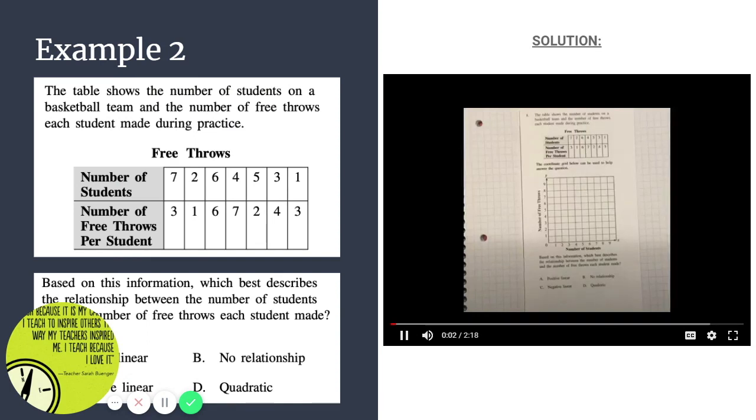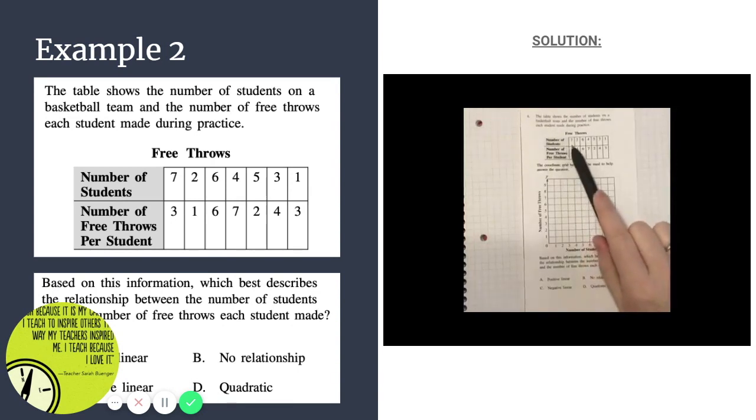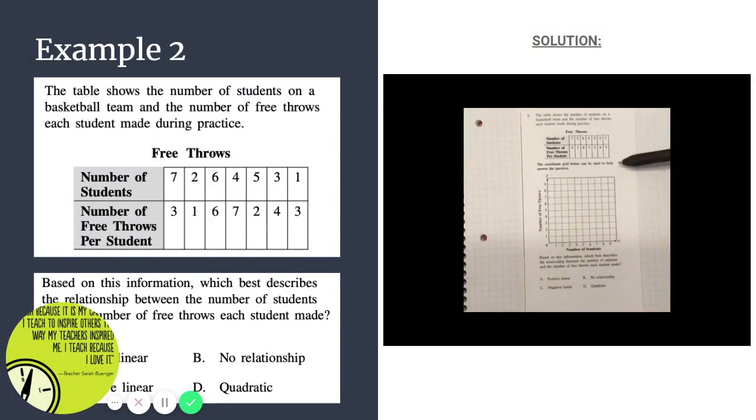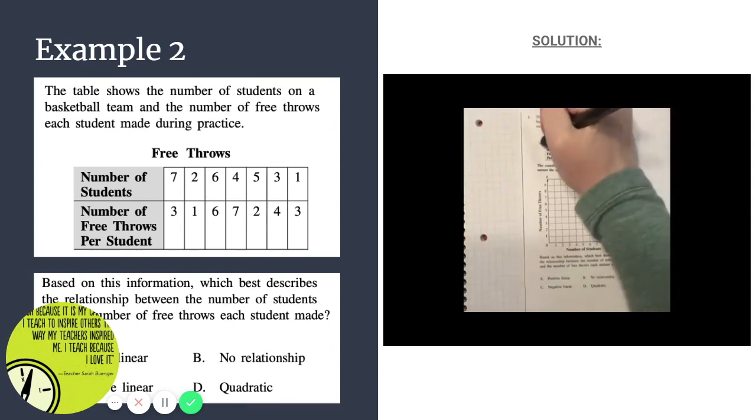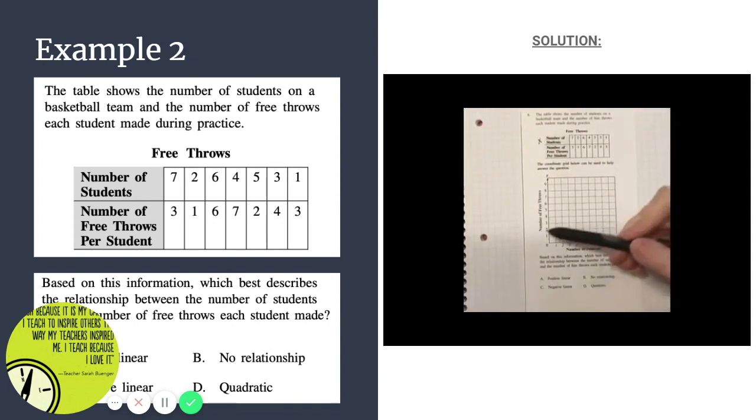The table shows the number of students on a basketball team and the number of free throws each student made during practice. So here we have our number of students and our number of free throws per student. The coordinate grid below can be used to help answer the question. So first thing we're going to do is go ahead and graph our scatter plot here. You'll notice here the number of students is on our x-axis, so that is going to be this variable, and our number of free throws is on our y-axis, so that is going to be that variable.